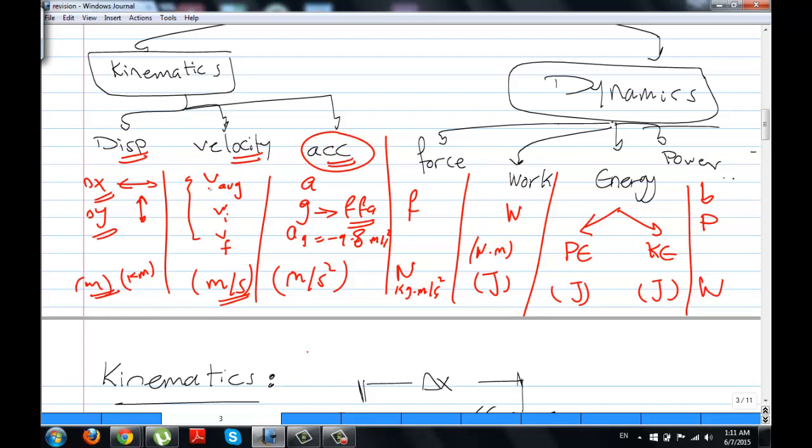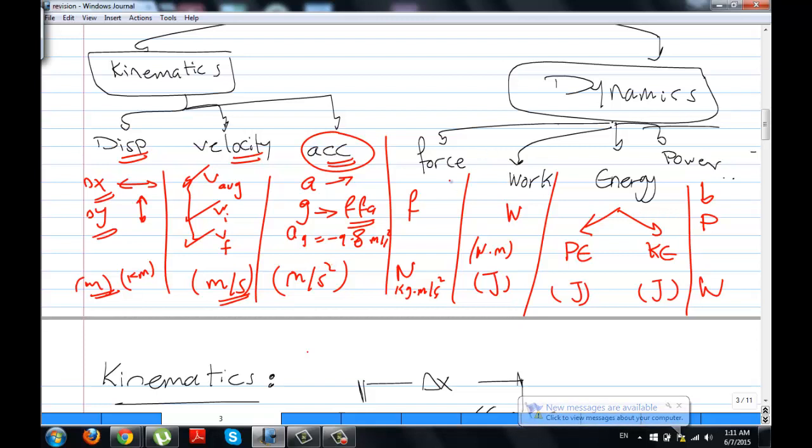Velocity could be the average velocity, the initial velocity, or the final velocity. All of these are terms for the velocity, and each one has a specific situation and a specific term. It is measured in meters per second or kilometers per hour. Acceleration, which is a or g, in many situations can be described as acceleration a. Specific acceleration, which is the free fall acceleration, is g, which is negative 9.8 meters per second squared. This is also an example of acceleration.